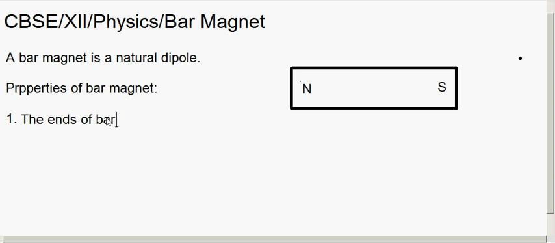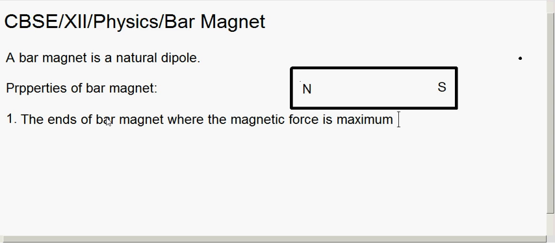The ends of a bar magnet where the magnetic force due to the bar magnet is maximum are called poles of the bar magnet. Now these poles can be named north pole and south pole, but how do we name them?